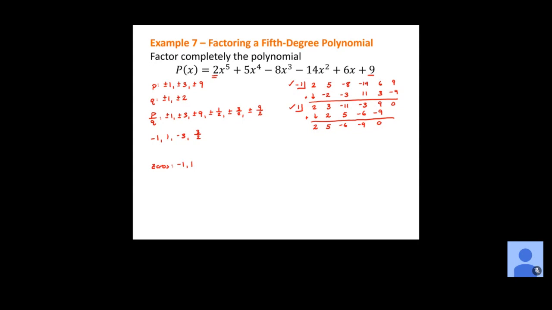All right, now I'm going to go ahead and test the -3 next. And just continuing on from this line here. Bring down the 2. 2 times -3 is -6. 5 plus -6 is -1. -1 times -3 is +3. -6 plus 3 is -3. -3 times -3 is +9. And -9 plus 9 is 0. So -3 works. It's another 0.